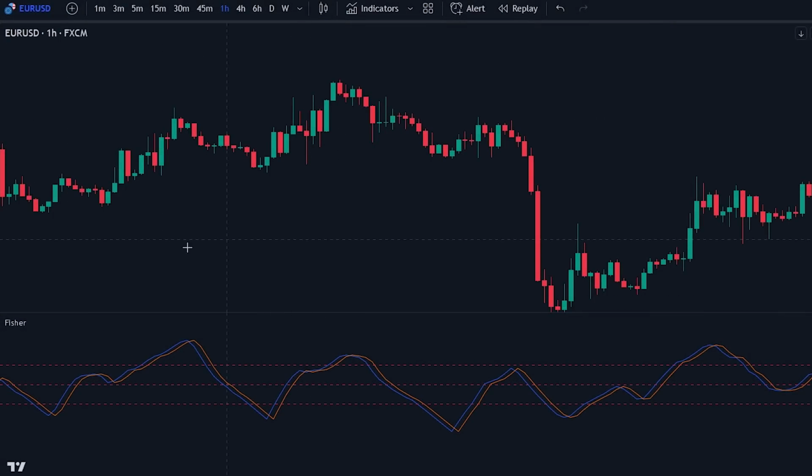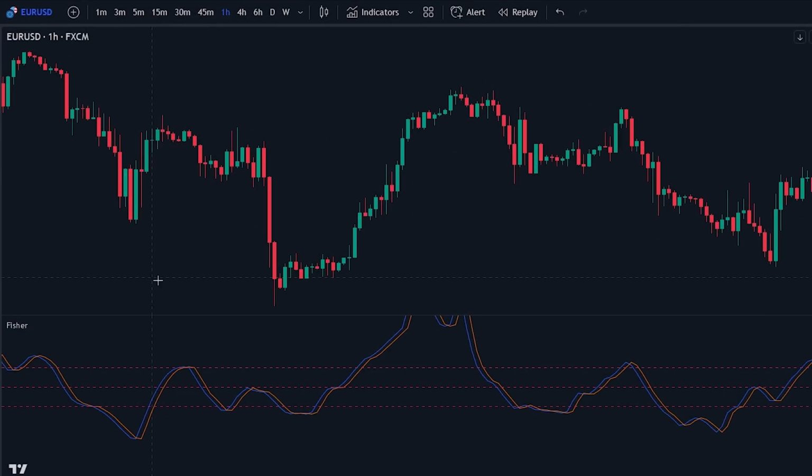If we see that the price is making higher highs, while the Fisher Transform is making lower highs, this shows us that a bearish reversal is likely. The opposite is true when the price is making lower lows, while the Fisher Transform is making higher lows. This indicates that there is a high chance of the price making a bullish reversal.